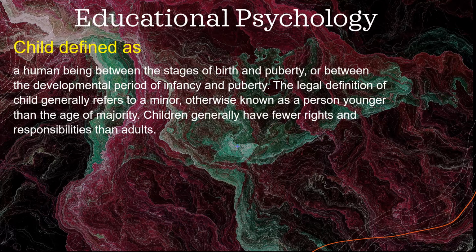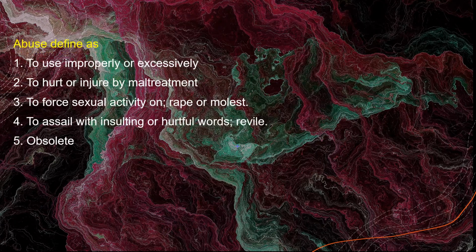So this is a child or children, ages from 0 to 17, or less than 18 years old, because 18 years old is already considered as adult who knows already their rights and responsibilities.